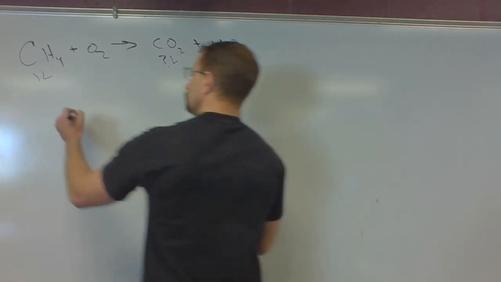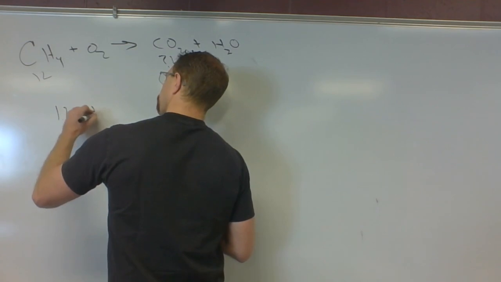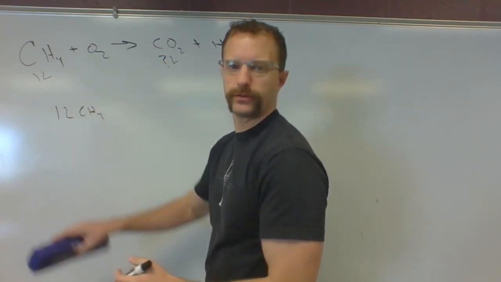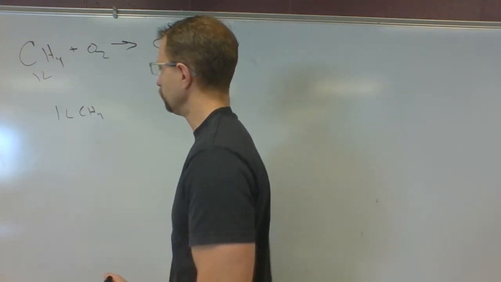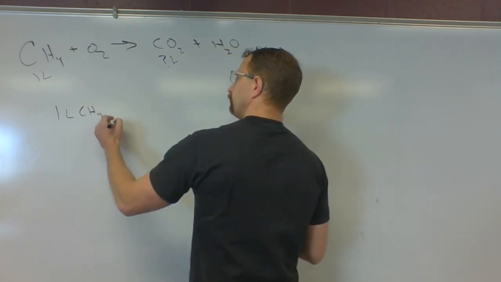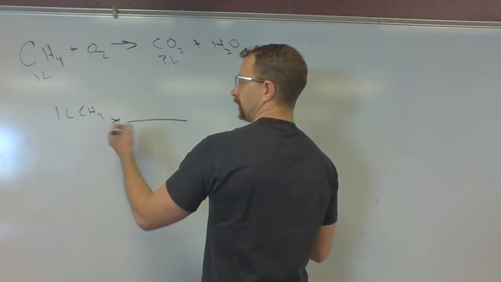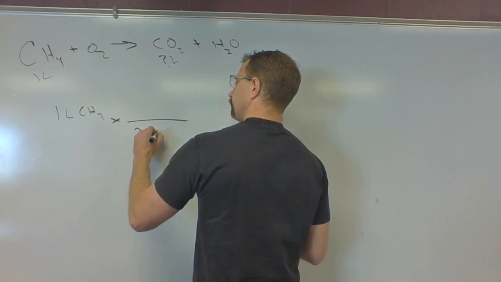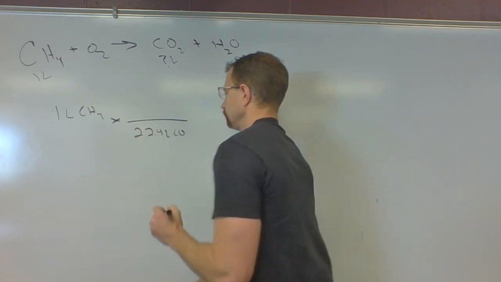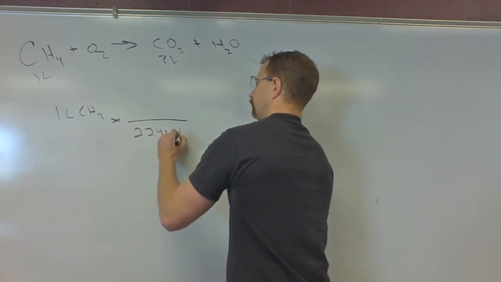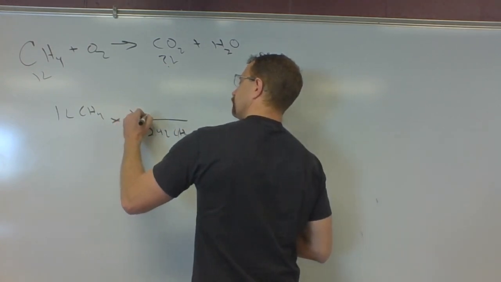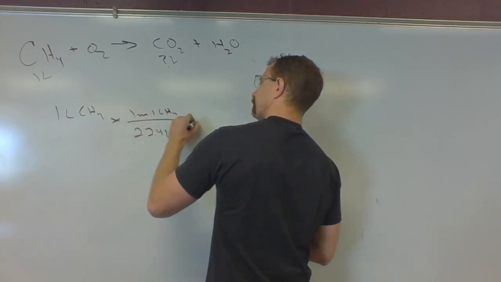But we've got our 1 liter of methane. My L's always look like 2s. That's not a 12, that's an L, right? My 1 liter of methane. It's a gas. We're claiming it's at STP. So we'd say, well, 22.4 liters of methane for every 1 mole of methane.